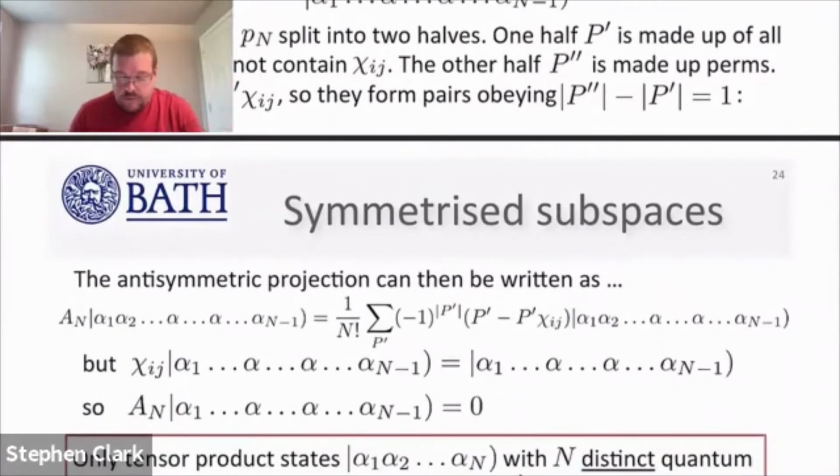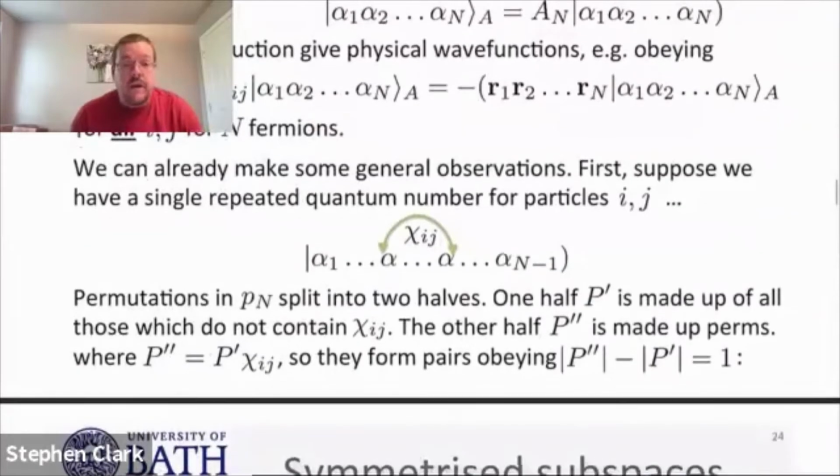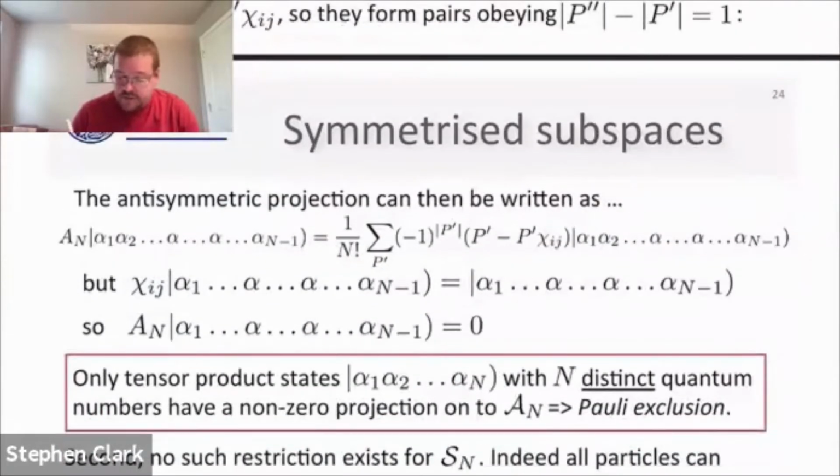Yeah, so what I'm saying here is we can make some general observations already. Let's suppose we repeated a quantum number. So we put two particles in the same single particle quantum state. We can show, using the properties of permutations and anti-symmetrization I just said, that if you have two particles in the same single particle quantum state and you try to do the anti-symmetric projection of them, it goes to 0. And again, that's just the Pauli exclusion principle.